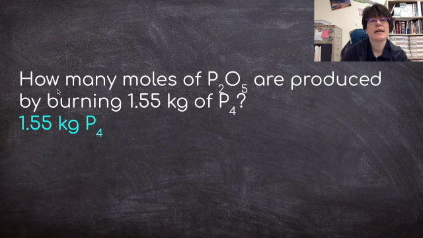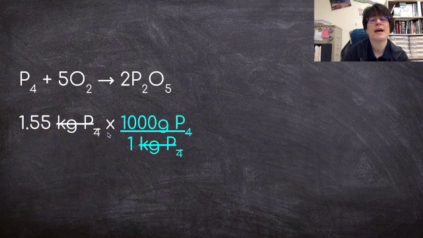So we write down the number of moles from the problem. We write down the quantity from the problem, 1.55 kilograms of phosphorus, but our molar mass is in grams. So the first thing we have to do is convert from kilograms to grams. We know that 1 kilogram contains 1,000 grams.